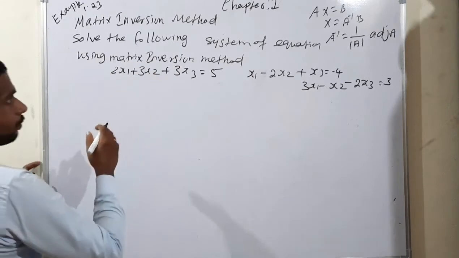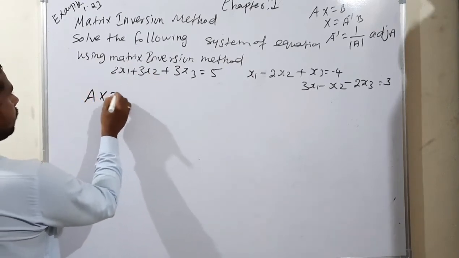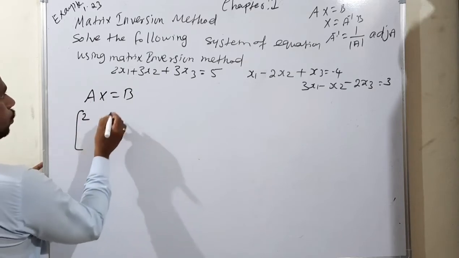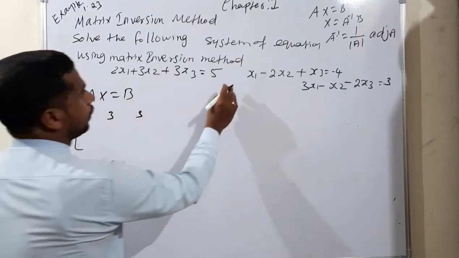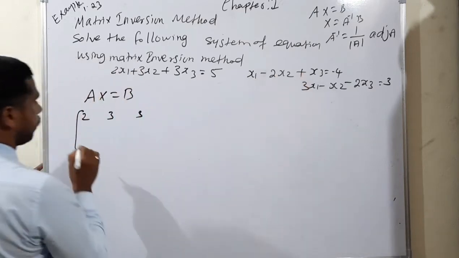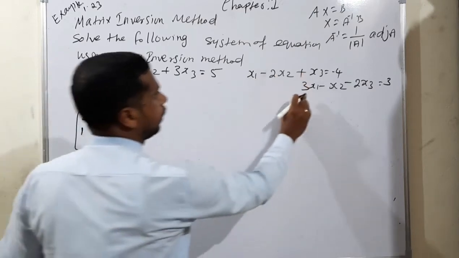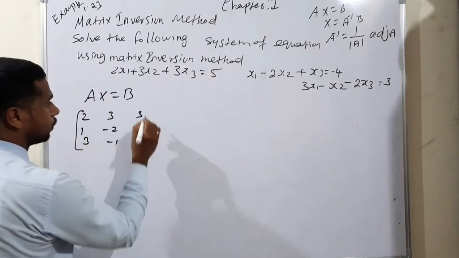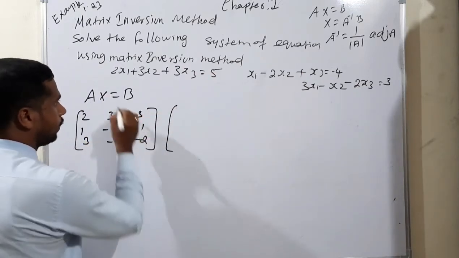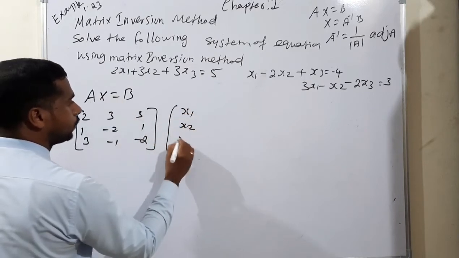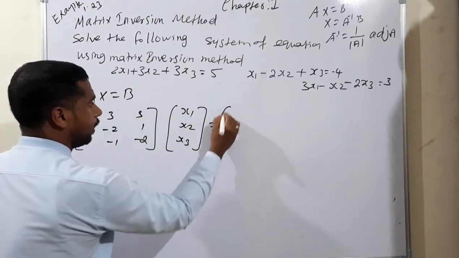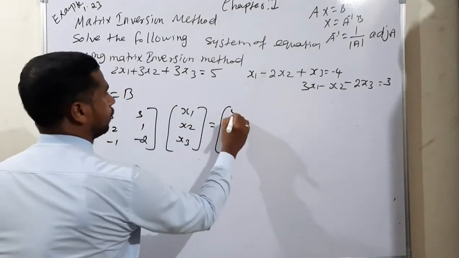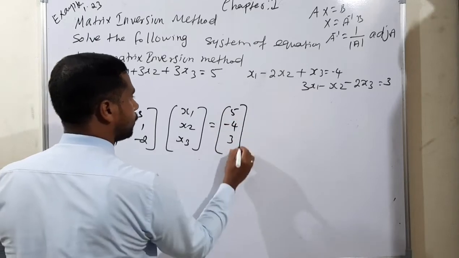So listen very carefully. First we have to arrange AX is equal to B. What is the meaning of capital A? 2, 3, 3. Next 1, minus 2, positive 1. Then 3, minus 1, minus 2. Then X means x1, x2 and x3. Then B means the constants 5, minus 4 and positive 3.